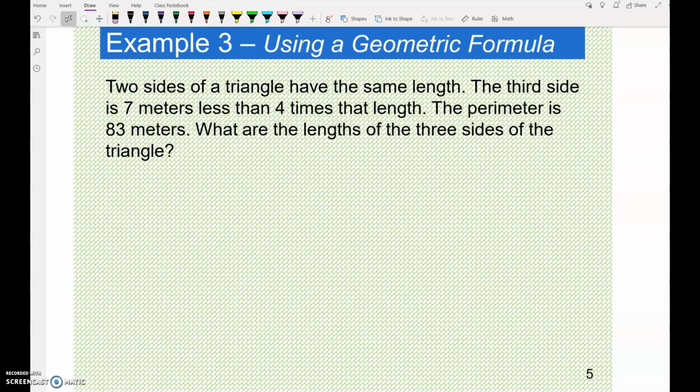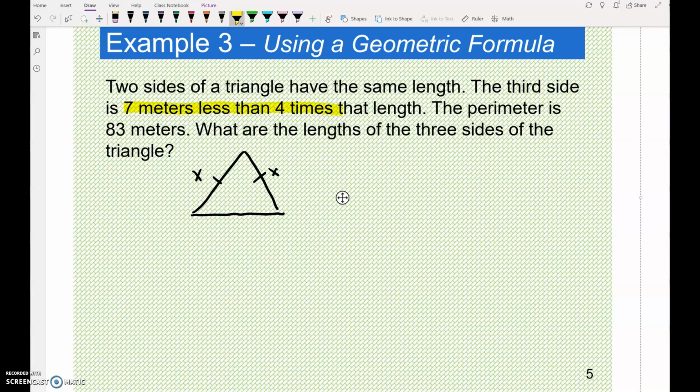Here's another geometric formula problem. I've seen problems like this on ACT tests. 2 sides of a triangle have the same length. We'll call that x. The third side is 7 meters less than 4 times that length. The perimeter is 83 meters. What are the lengths of the 3 sides of the triangle?